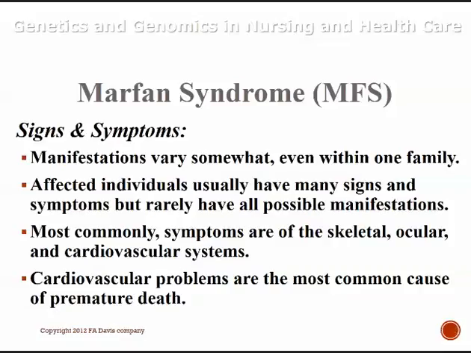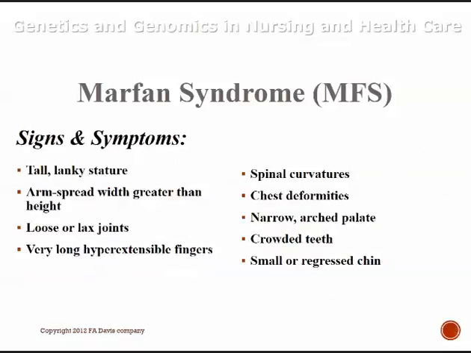The signs and symptoms vary somewhat, even within a family. The affected individual usually has many signs and symptoms, but rarely has all possible manifestations. Most commonly, the symptoms are of the skeletal, ocular, and cardiovascular systems. The cardiovascular problems are what we hear about most often and are the most common cause of premature death. The signs and symptoms are also nicely listed out in your textbook.